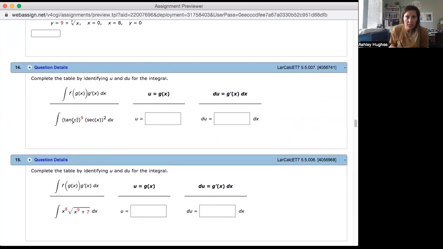Okay, so u is the thing inside, so tangent, and the du would actually be secant squared. U here is this part. Derivative of this is 9x to the 8th.